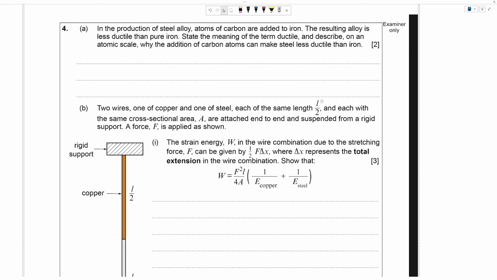State the meaning of the term ductile and describe on an atomic scale why the addition of carbon atoms can make steel less ductile than iron. Okay, so first up, what does ductile mean? It means able to undergo a large plastic deformation.